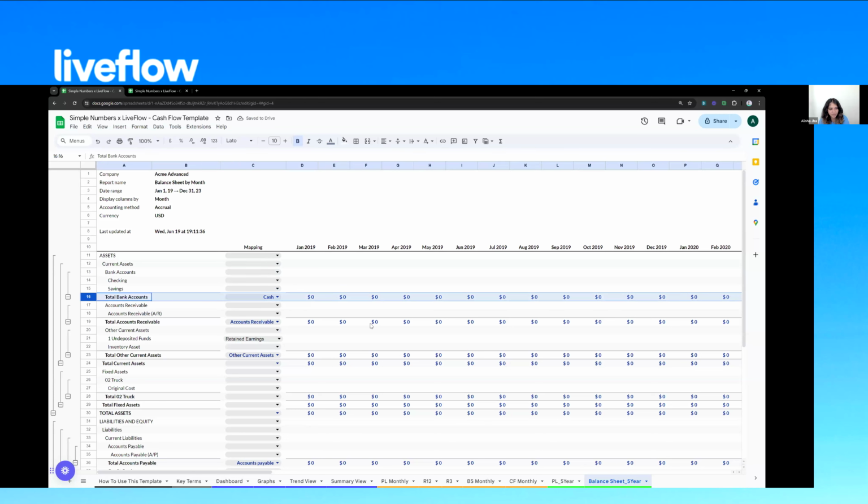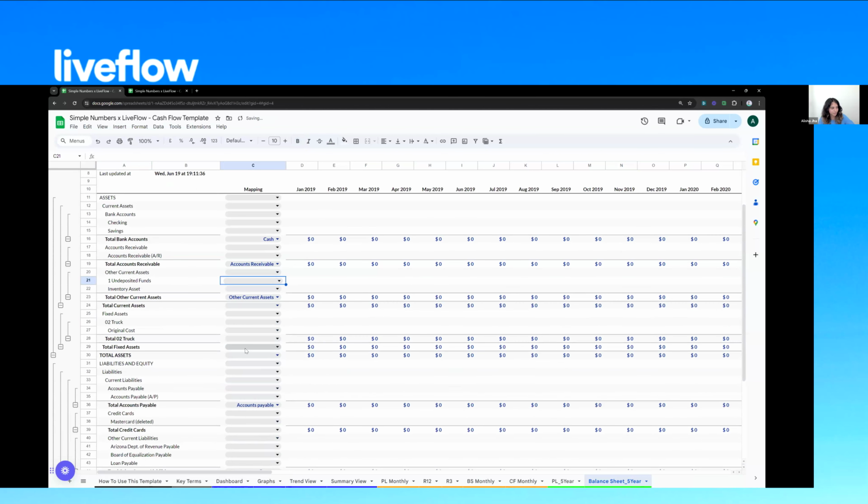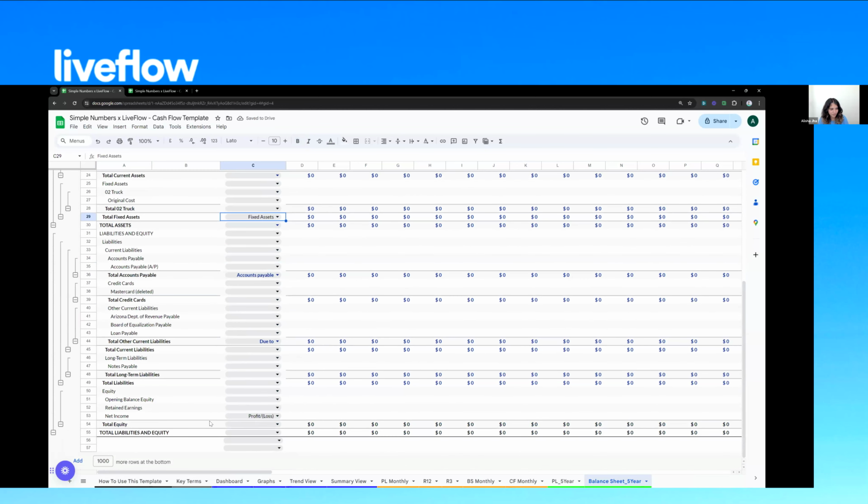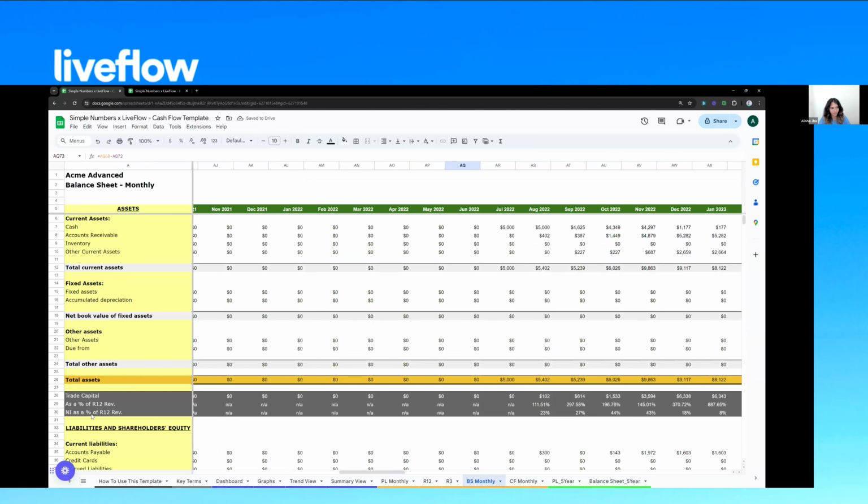And just check your mappings as well as update them. So in this case, this is fine. This probably is not what I want. Can map these, etc. So this would now need to be mapped to the simple numbers balance sheet chart of accounts, which you can see here.